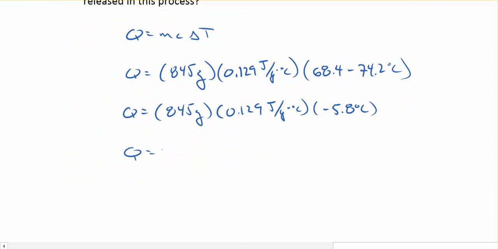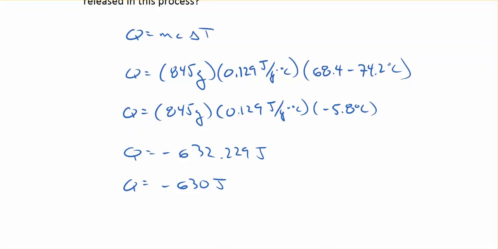When I go through and solve this, I find that the answer comes out to minus 632.229 joules. I'm restricted to just 2 significant figures for my change in temperature, so that'll give me minus 630 joules. The negative notation means that energy is being released. Recall that energy is not really positive or negative, it simply is. The negative is just a notation signifying energy is being released.